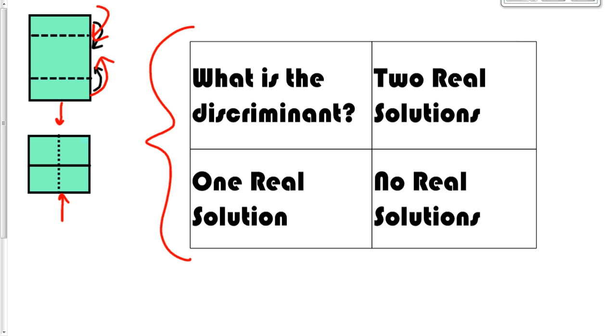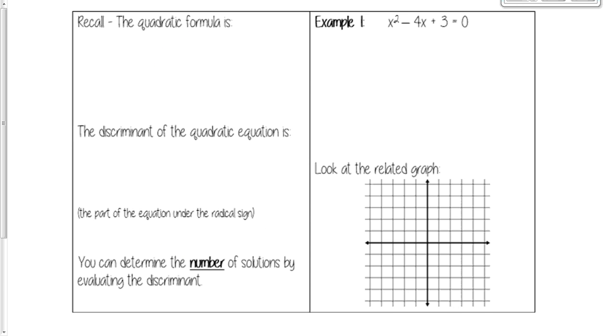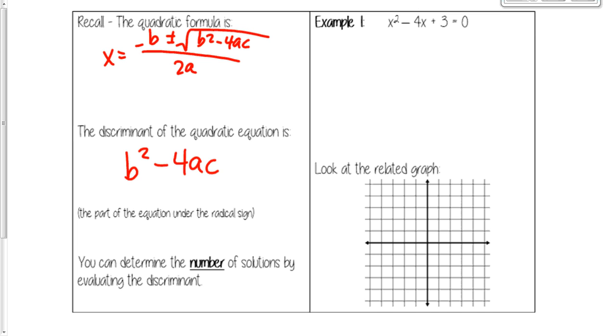Okay, so the last thing we're going to talk about today is the discriminant. So once you've got your paper folded, open up the flap that says, what is the discriminant, okay? It says, recall, the quadratic formula is -b plus or minus square root of b squared minus 4ac all over 2a, right? Well, the discriminant is b squared minus 4ac. You'll notice that it's the part underneath the radical sign. It is not with the radical, it's the part that's underneath it, okay?